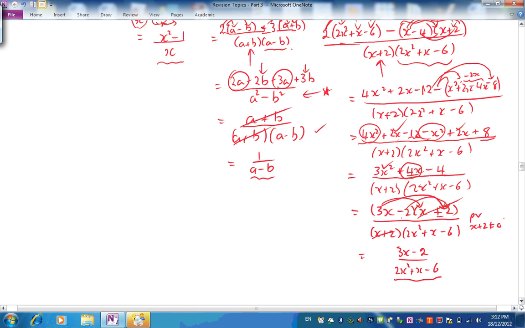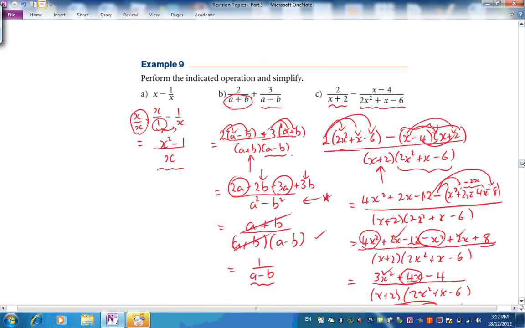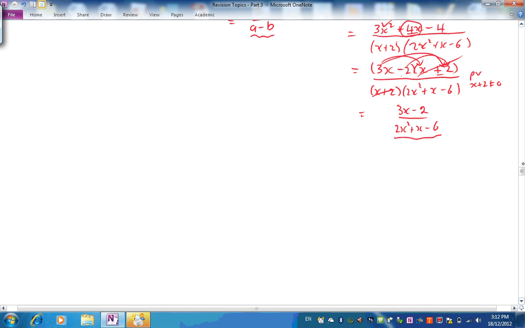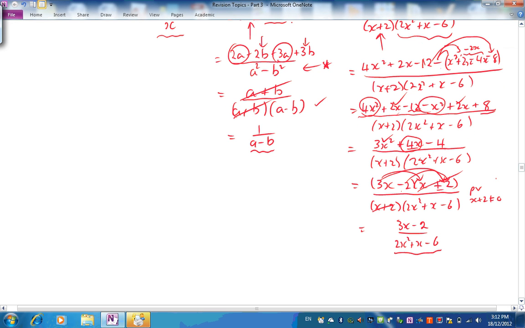Very, very important if you're going on with further maths to be able to simplify complicated things that you might be working with and realise that they do come down to something much simpler.